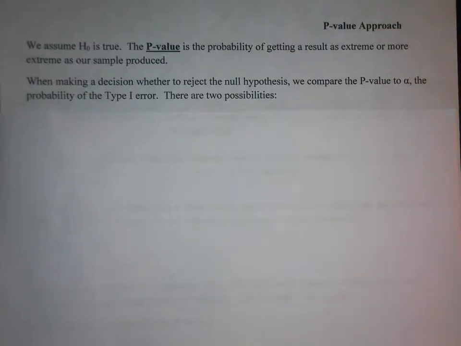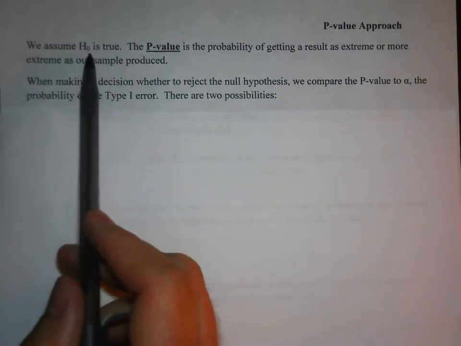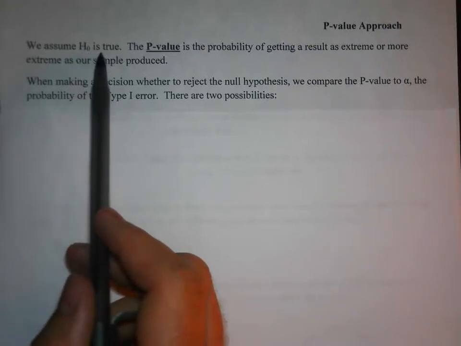Here we'll look at the p-value approach for hypothesis testing. The good news is that with the p-value approach, you do the same steps as before, except we just perform one of those steps slightly differently. First step is always the same. We assume that H0 is true. So the null hypothesis, we're assuming it's true.